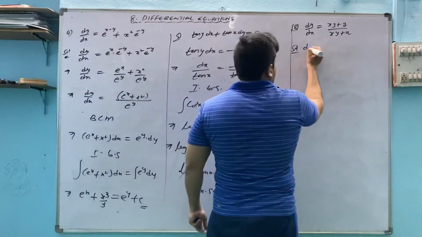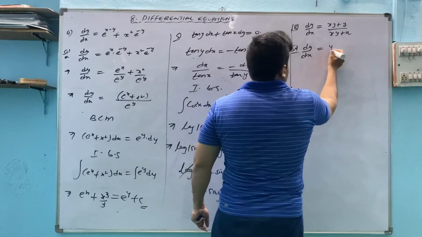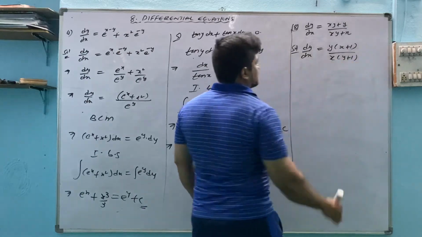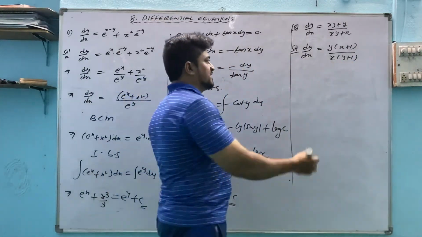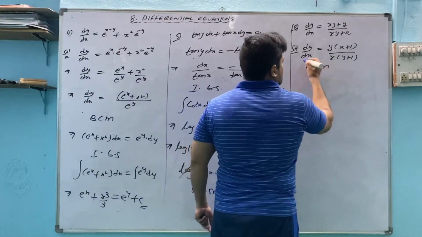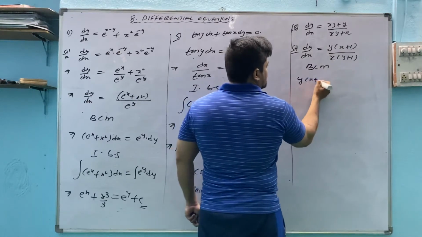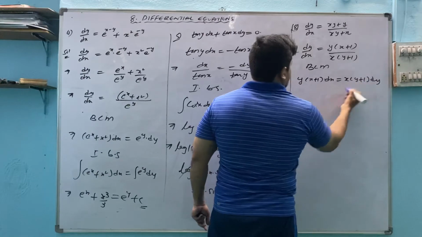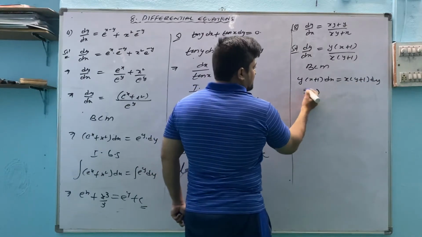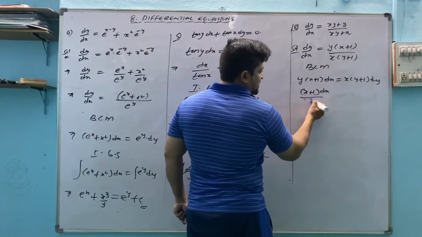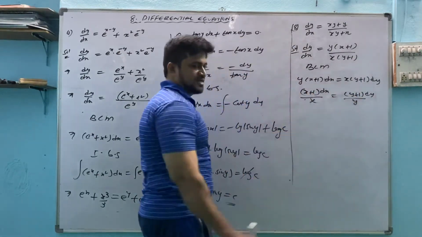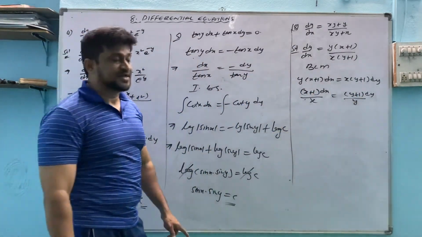So dy by dx is there, y common, x plus 1, x common, y plus 1. Take common if common is there, then cross multiply this. y(x plus 1) dx equals x into dy plus 1 into dy. Take x terms with dx, so x comes here. Take y terms with dy, y terms substituted, that means the variables are separated.